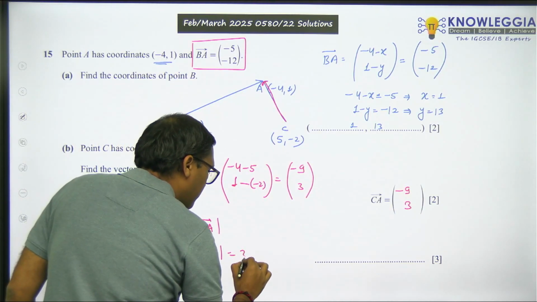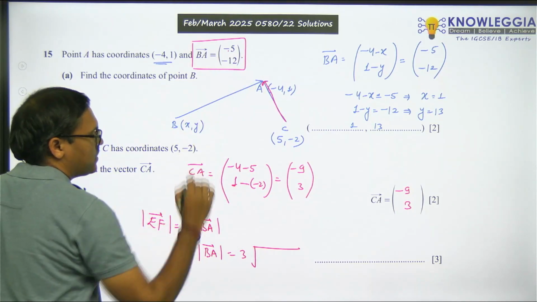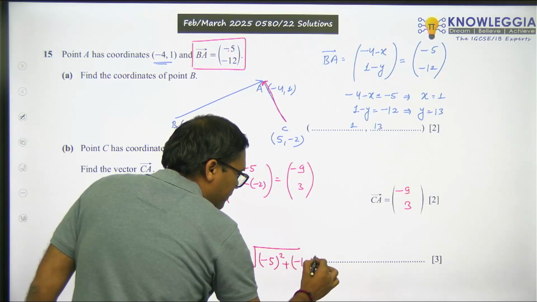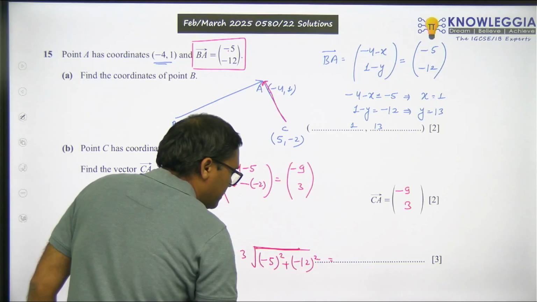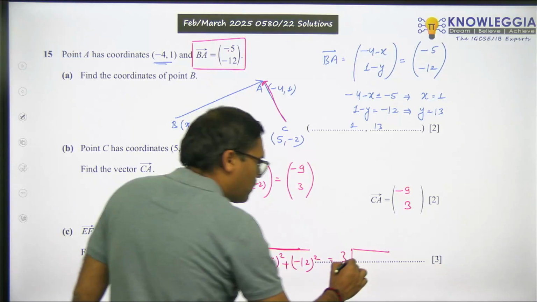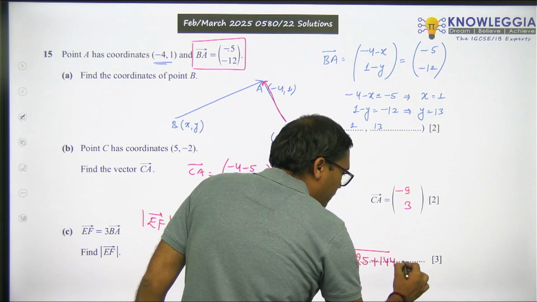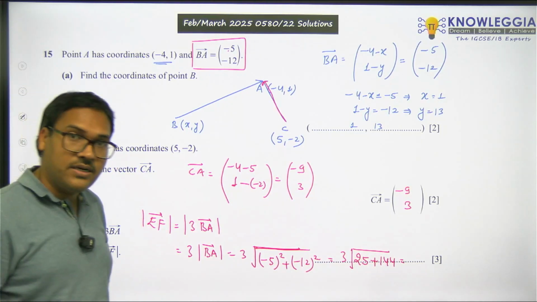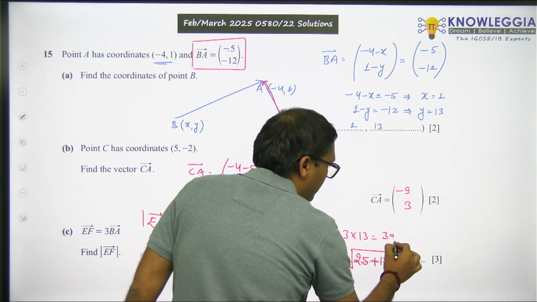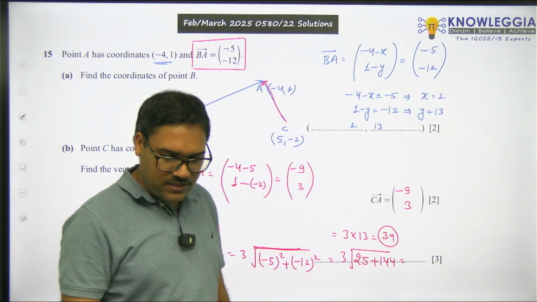Now, how to write the magnitude of the BA vector? You can say this is 3 times the square root of x squared plus y squared. That is negative 5 squared plus negative 12 squared. So this is 3 times the square root of, negative 5 squared is 25, and negative 12 squared is 144, which is 169. The square root of 169 is 13. So this is 3 into 13, which is equal to 39. So the EF vector magnitude is equal to 39. That is the answer for this question.